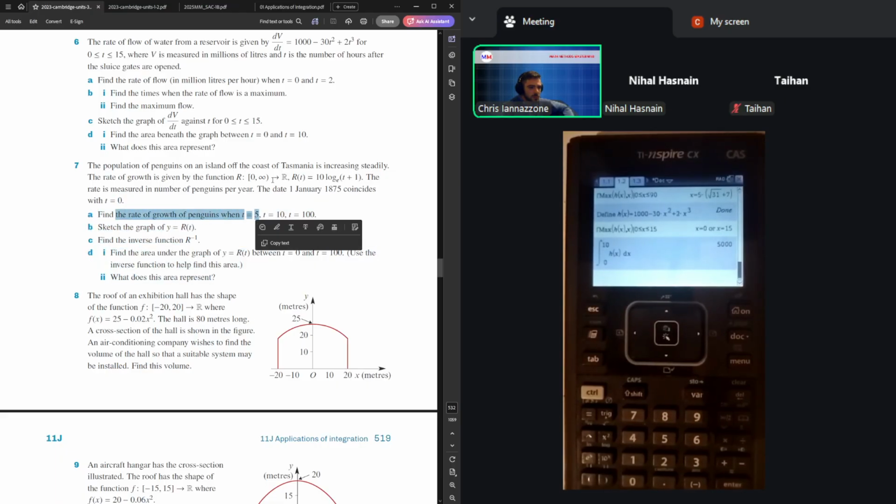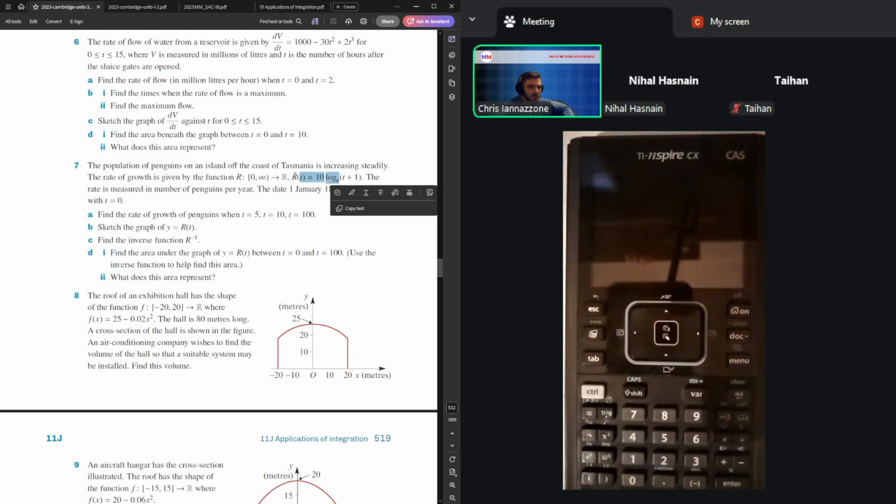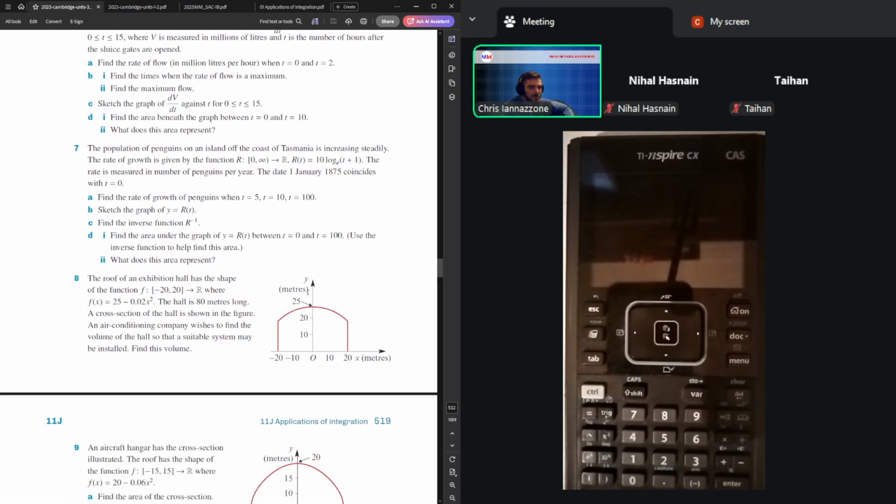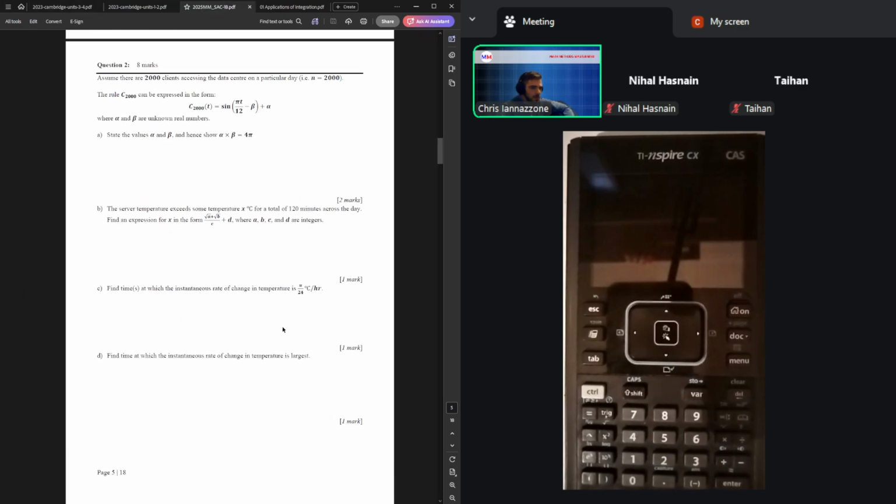So this is a rate of growth equation, even though it says R, it calls it rate of growth. Sketch, inverse, these are stuff you can CAS immediately. Area, and then what does that area mean? The only thing is getting the area, you have to use your inverse to help you out a bit. Actually, no, maybe not, because this is a CAS. We should be able to just integrate it anyway. Anyway, cool. Where were we?